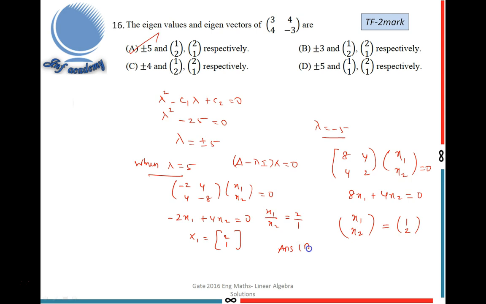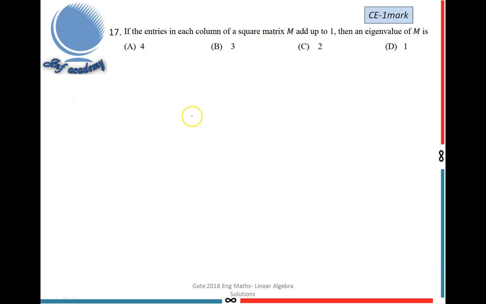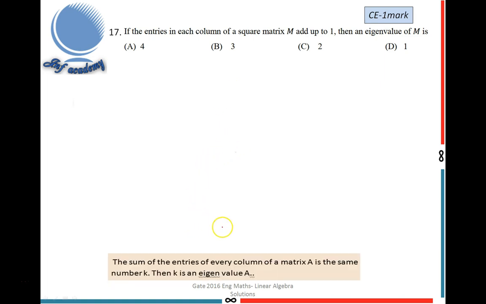Answer is option A. Now the 17th problem is, if the entries in each column of a square matrix M add up to 1, then an eigenvalue of M is dash. It's from the civil department. It has 1 mark. Here I use only one property of eigenvalues. That property is, if the sum of the entries of every column of a matrix A is the same number k, then k is an eigenvalue of A.